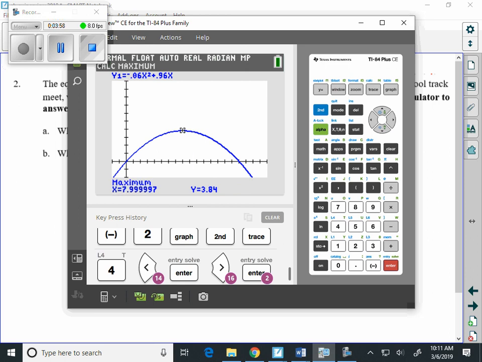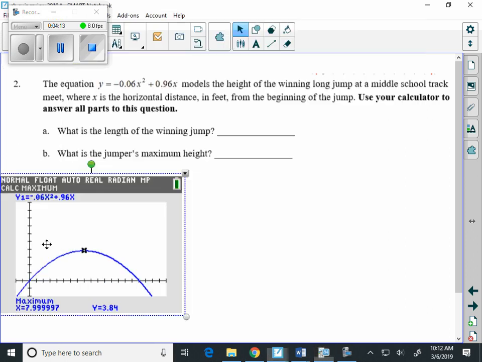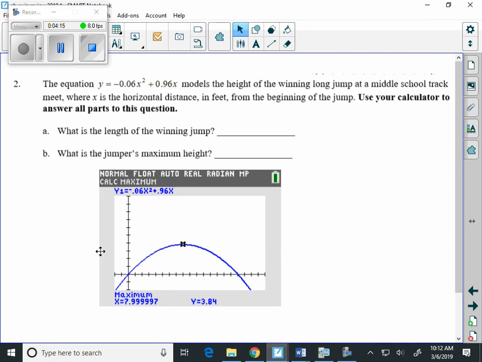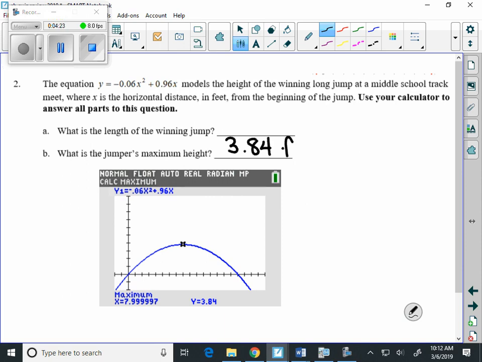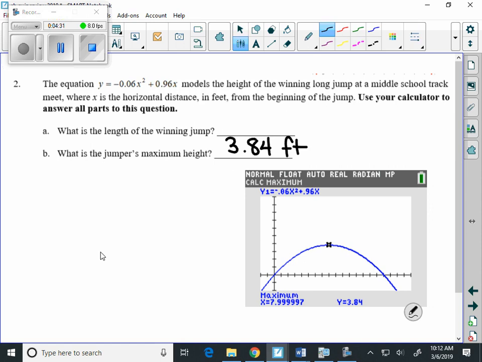And the question is, as I go back and look at the problem, what is the length of the winning jump? Sorry, I must have read the wrong one, because what we were just finding is the jumper's maximum height. So our jumper's maximum height is going to come from the y value of 3.84 feet. I accidentally did that one first, so I'm going to put a B by this graph if you're watching the video so that you know.